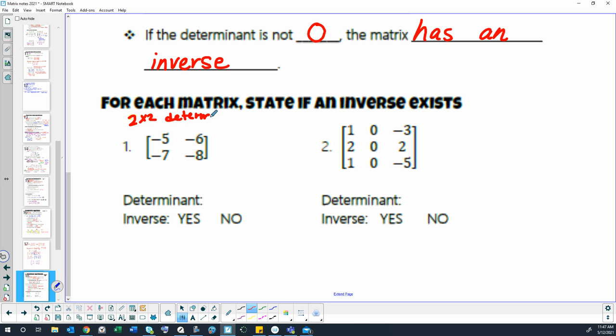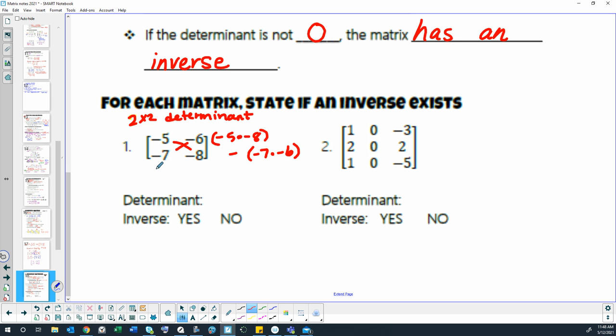Determinant is where we multiply these two numbers together, and then we subtract and multiply those two numbers and find the difference between those two diagonal numbers multiplied together. So we're going to go -5 times -8, those two numbers multiplied together. And then we're going to do -7 times -6, those two numbers multiplied together, and then we subtract those numbers.